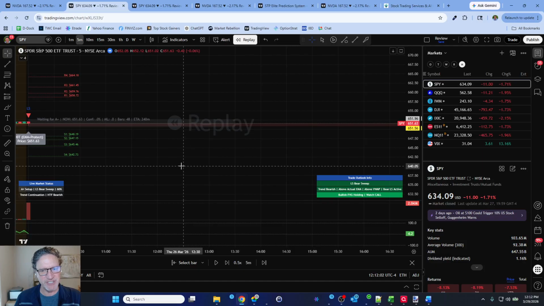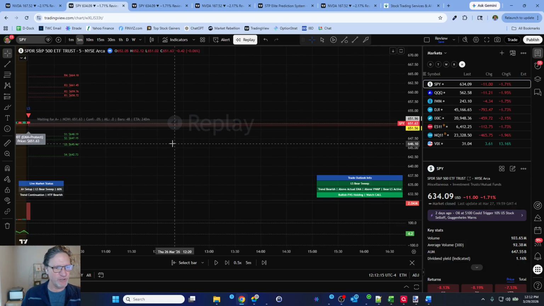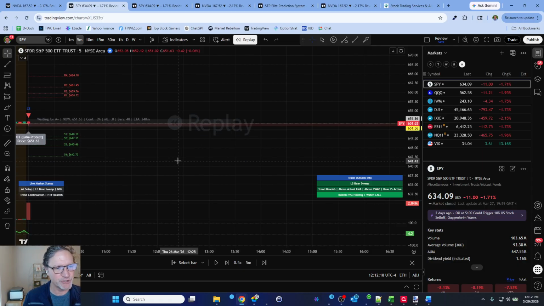The other thing that you're going to see is what they call fair value gaps. That's this red. This is a bear fair value gap. There'll be a green shaded area. There'll be a bull fair value gap. And if you don't know about fair value gaps, go look it up. It's really helpful when you're trading.